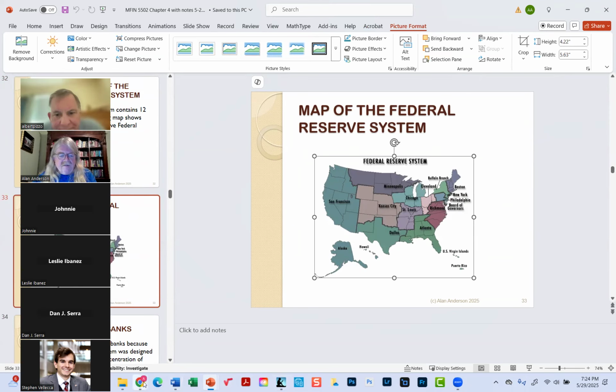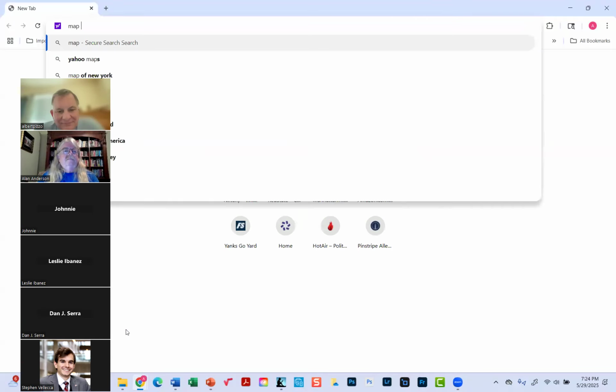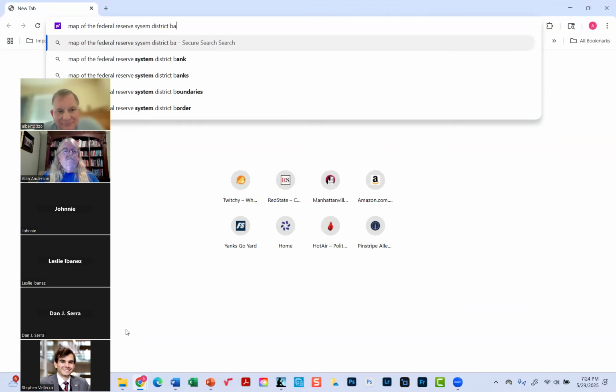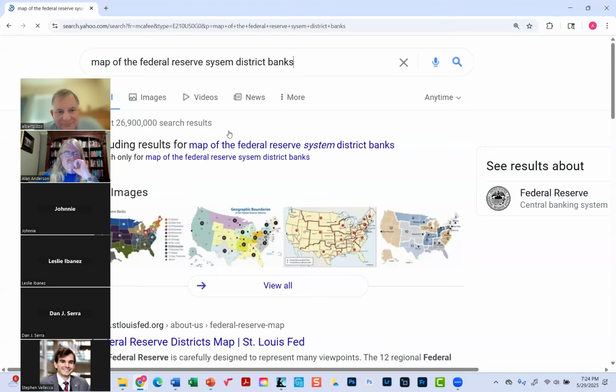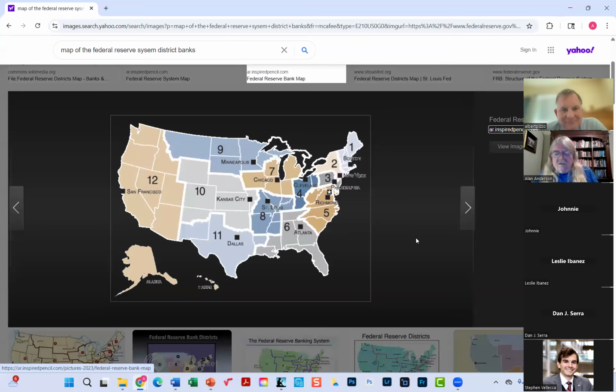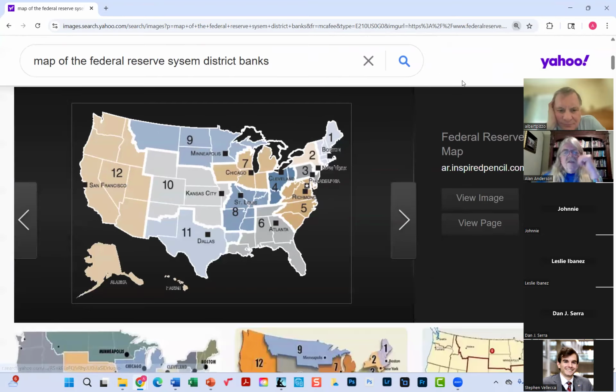It's kind of small. Maybe I can find one on the internet. Well, that's a little better. So you can see, there's 12 of them. And you've got Boston, New York, Philadelphia, Cleveland, Richmond, Atlanta, Chicago, St. Louis, Minneapolis, Kansas City, Dallas, and San Francisco.